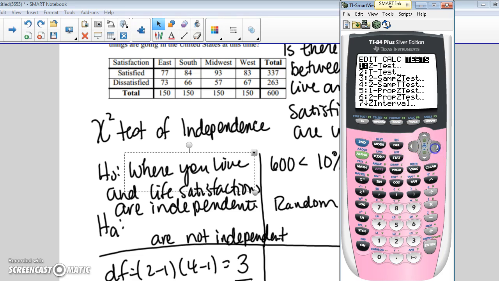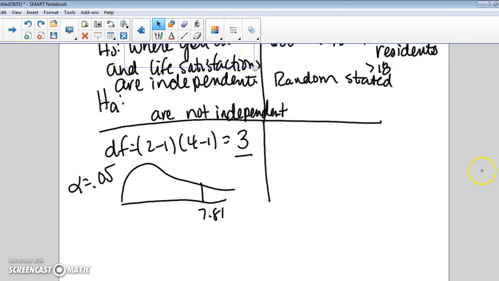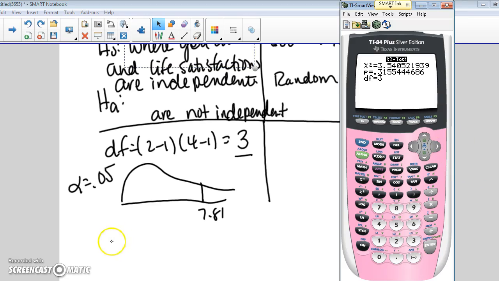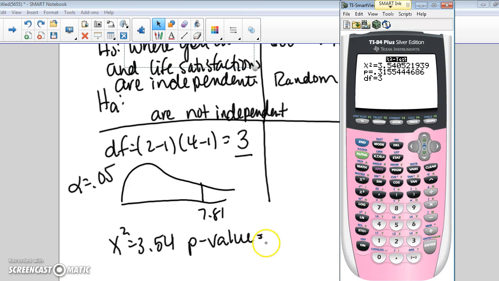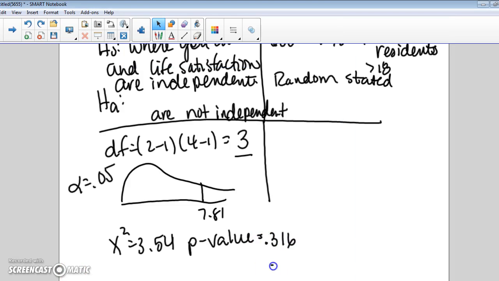Stat. Test. Letter C. Regular chi-squared. A and B. Calculate. So our chi-squared is 3.54. Our p-value is 0.316. Okay. So that's in the null area. So we would fail to reject the null.